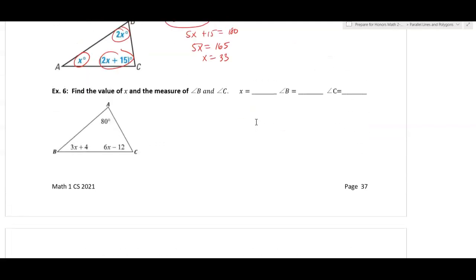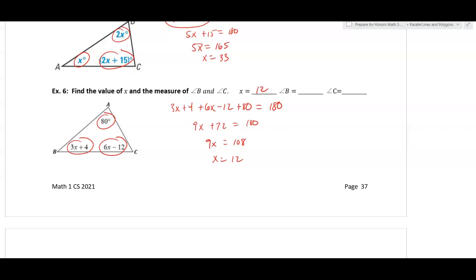And example 6. Again, these three angles all have to add up to 180. So 9x plus 72 equals 180. Subtract 72, you get 9x equals 108. 108 divided by 9 will give you x equals 12.